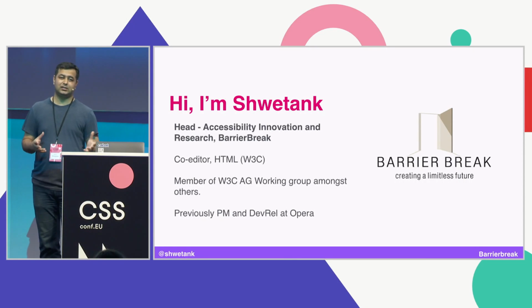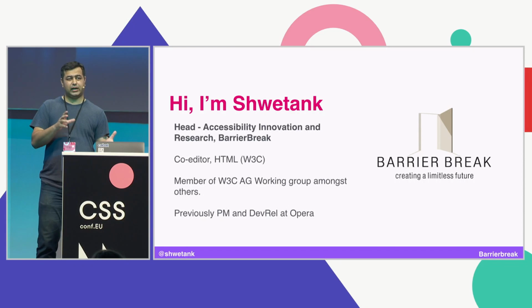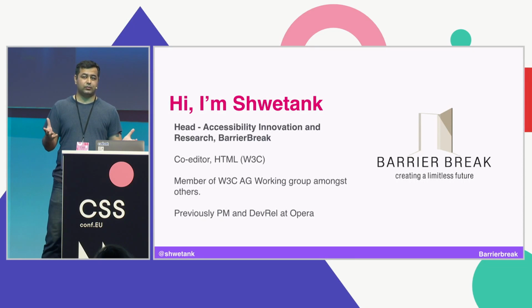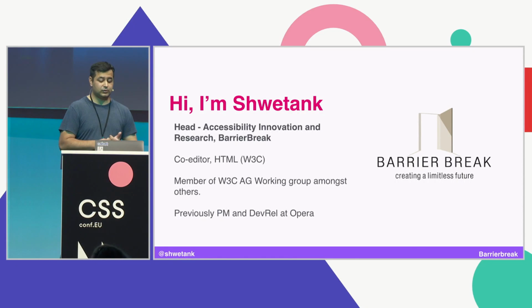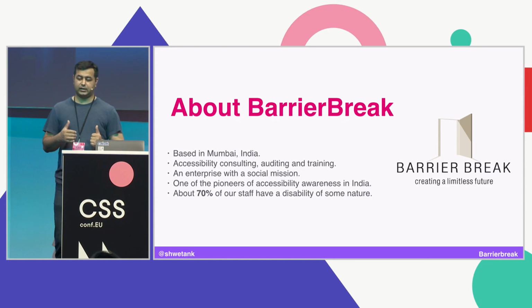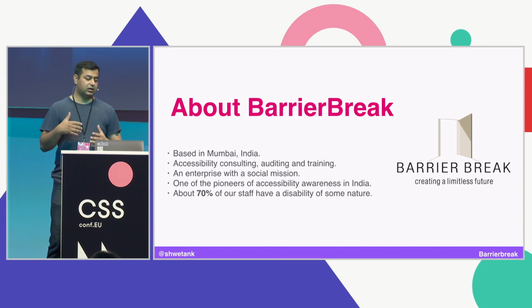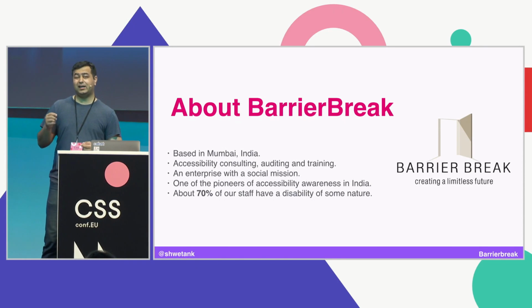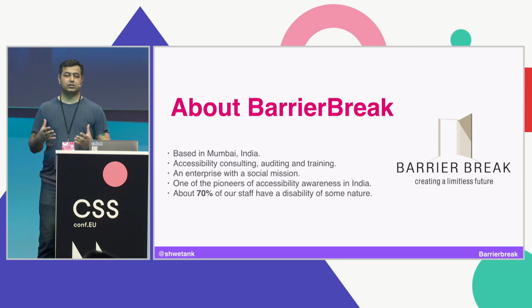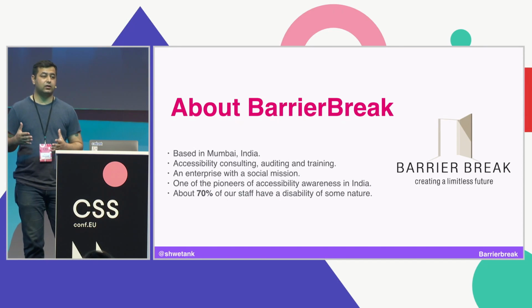My name is Shwetank. I work as head of Accessibility Innovation and Research at Barrier Break. Basically what this means is I do a lot of R&D to look at new technologies and use existing technologies in new ways to help people with disabilities. I'm also co-editor of the HTML spec at the W3C and a few other W3C groups. Previously, I used to work at Opera. Barrier Break is a company based in Mumbai, and it does a lot of accessibility consulting, auditing, and stuff like that. But it's also an enterprise with a social mission. Part of that mission is providing opportunities to people with disabilities, so much so that about 70% of our staff are people with disabilities.